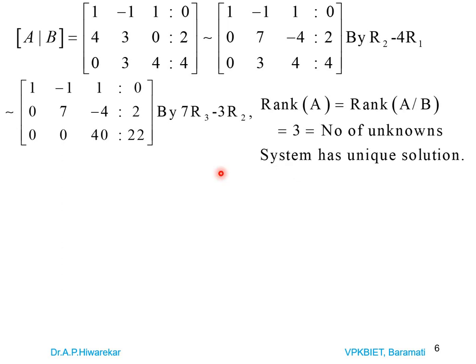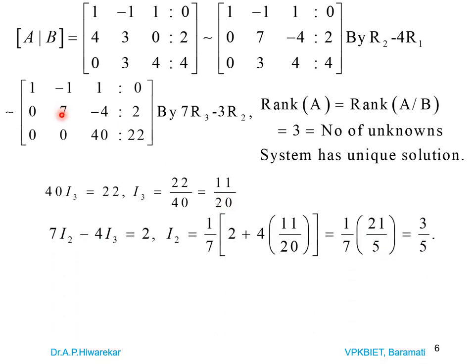How to get the solution? As we know, every row is an equation. So what is the meaning of the last row? We start from the last row, bottom to top. So the last row means 40 I3 is equal to 22. So that gives I3 is 22 by 40, which means it is 11 by 20. So I3 is 11 by 20.